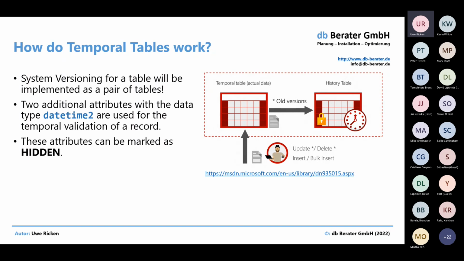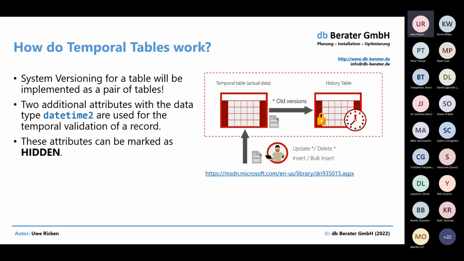To be honest, this is a very, very simple thing, especially if you have ever developed your own versioning of data, then you can understand how Microsoft is doing that. System versioning for a table will always be implemented as a pair of tables. So you see one table, but in the background there is another one which stores the historical data.